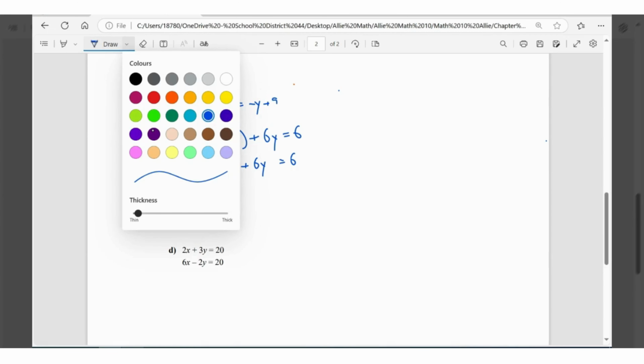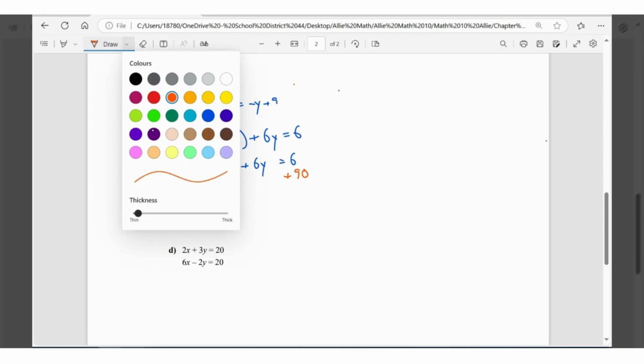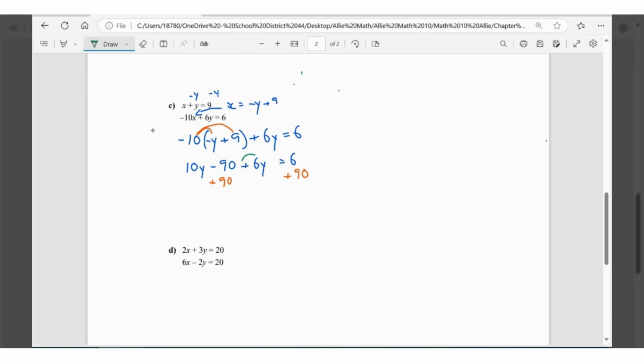Now let's get all of our y's on one side and all of our numbers on the other. So plus 90 to each side. And let's combine our like terms. So we got a 6 there and a 10 there. So now we have 16y equals 96.